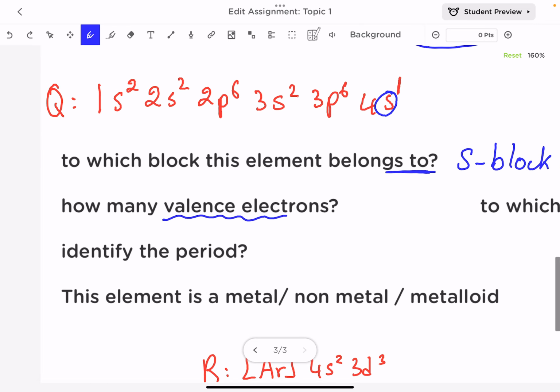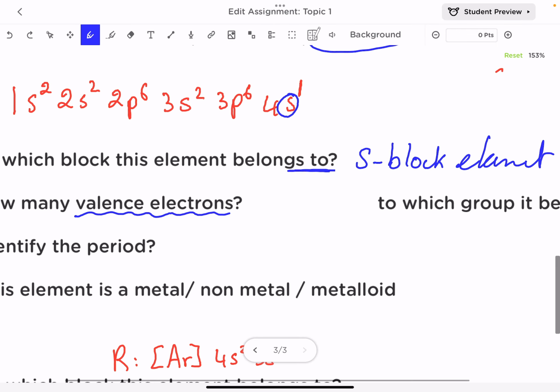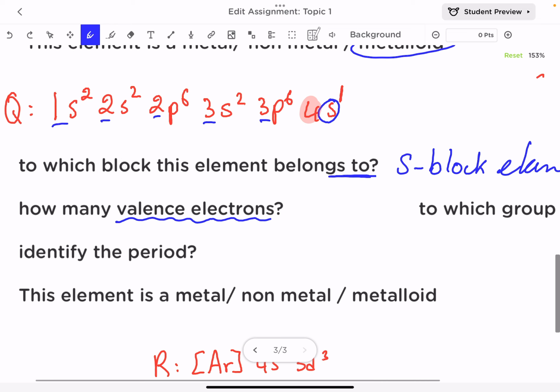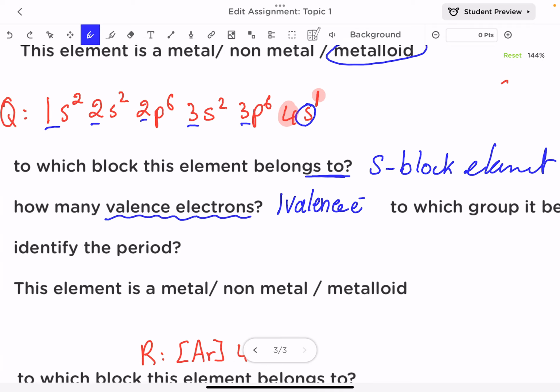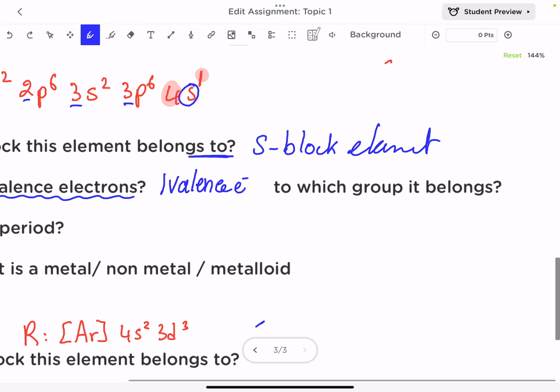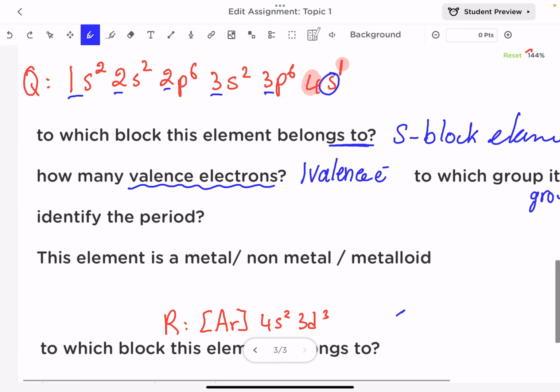Now, how many valence electrons? The highest energy level reached here is 4. Not 3, not 2, not 1. The highest energy level reached is 4. And in this 4, we have only 1 electron. So it means we have 1 valence electron. And if we have 1 valence electron, then this element belongs to group 1.